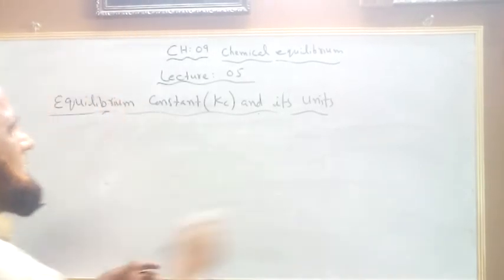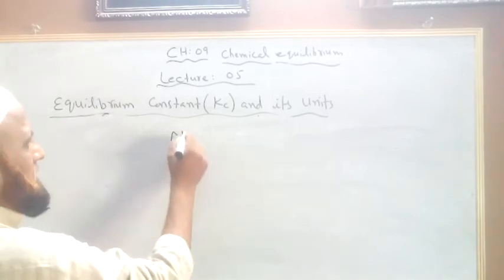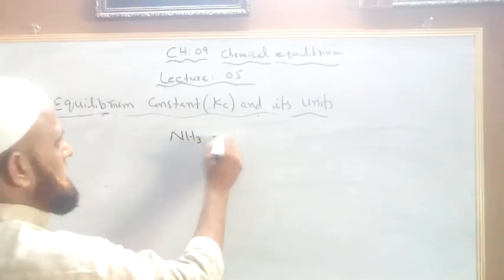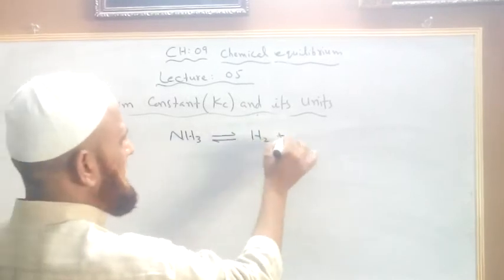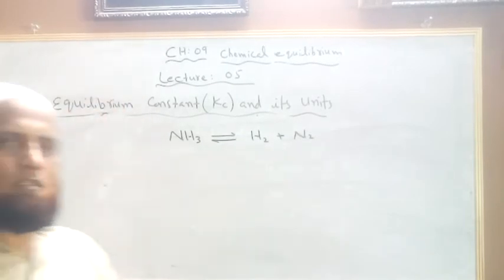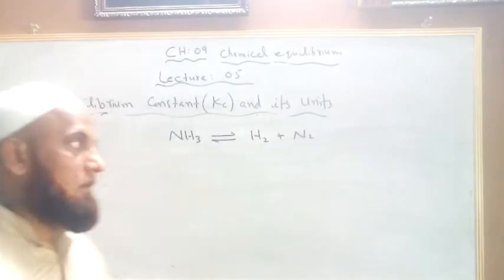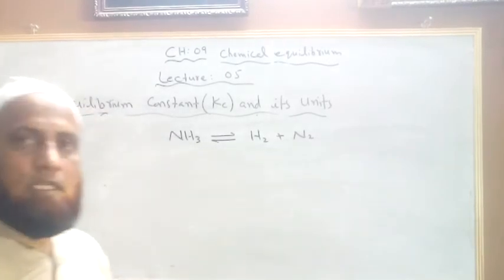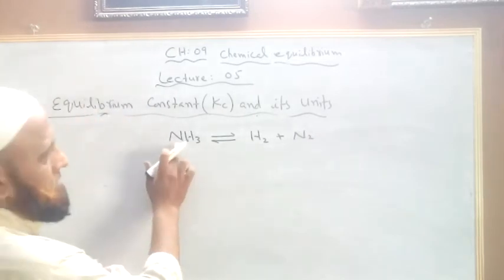Okay, so just take the example of ammonia. Ammonia, NH3, is giving us hydrogen and nitrogen. Now how can I write its Kc expression? First of all I have to make it balanced. Is it balanced? Just check.